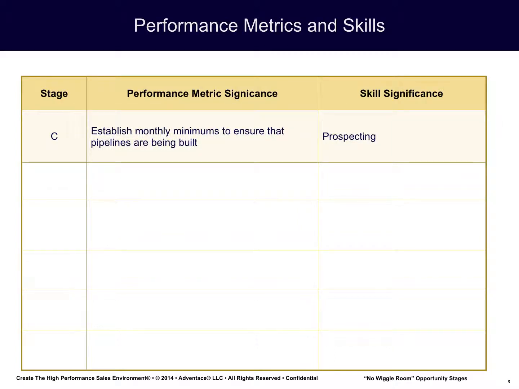To create C opportunities requires effective prospecting. Management should therefore establish monthly minimums for each seller to ensure that they are building their pipelines. Simply put, managers should seek to minimize the number of B prospects because that means that your seller is calling below the power line.